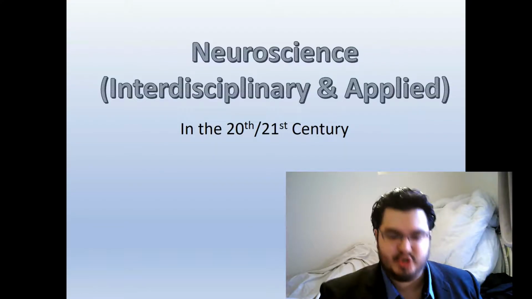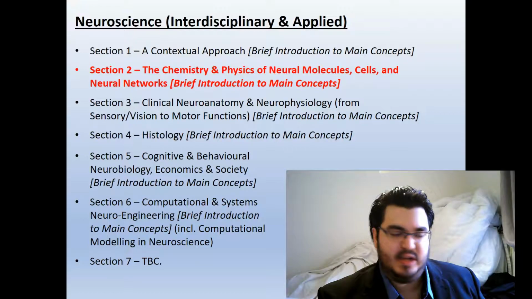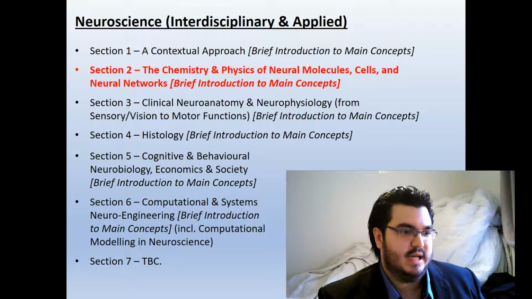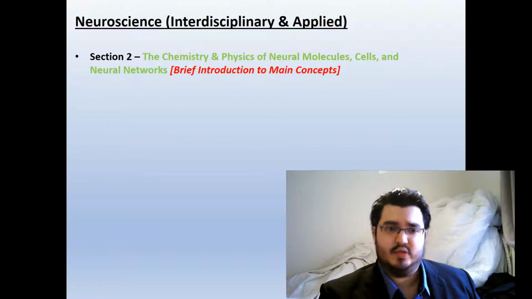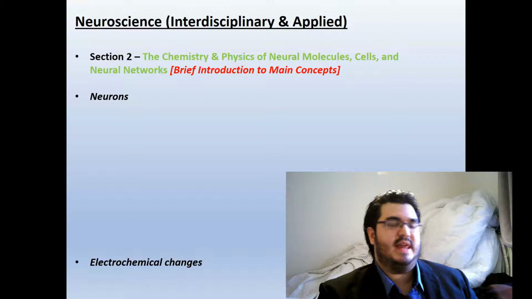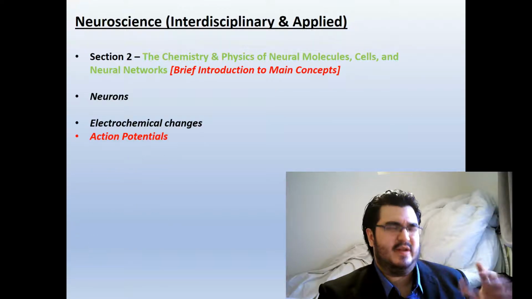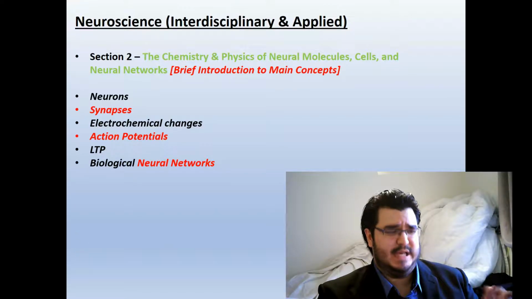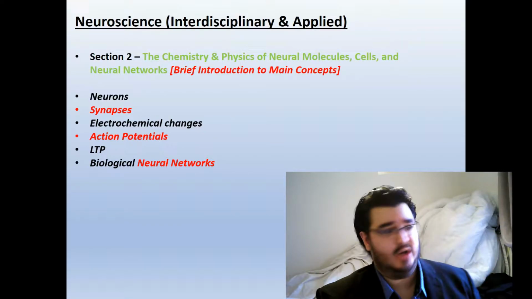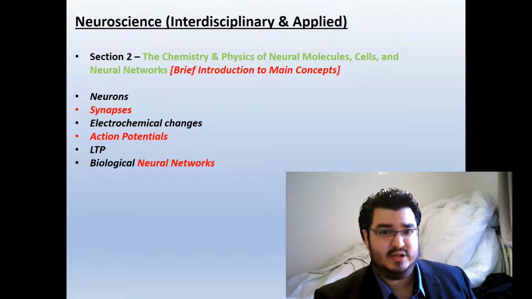This is section 2, the second video in this tutorial series, and we're going to look at the chemistry of the cell and the physics of neural cells. I'll try and be as quick as I can, and we'll be very brief, because I do want to talk to you about action potentials and synapses and neural networks. So there's a lot to cover. I'll try and be concise.